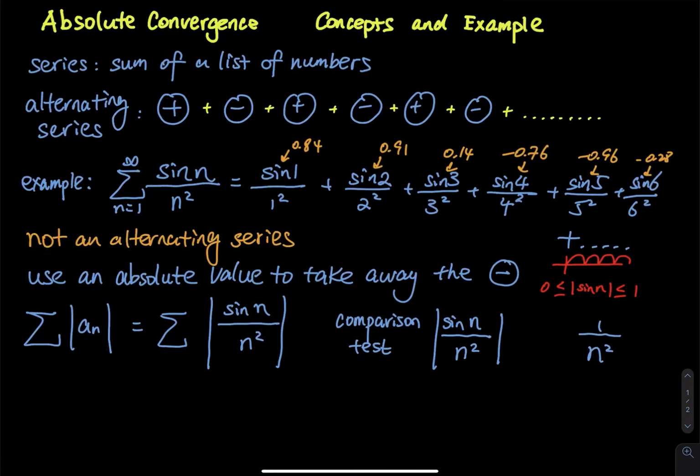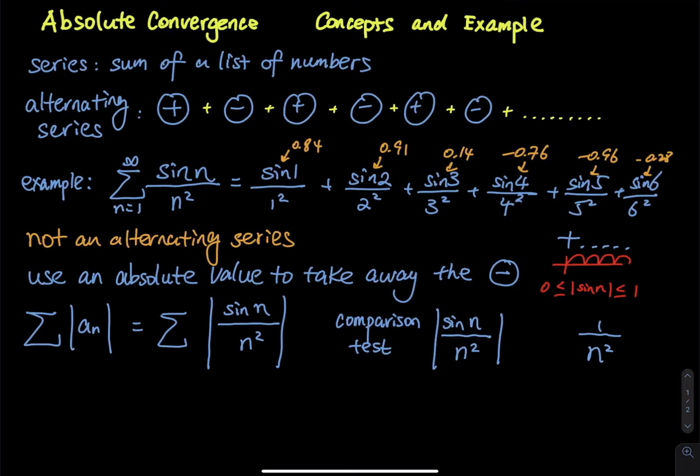When you reach sine of 4, 5, and 6, sine 4, 5, 6, they are negative. For your convenience, I already gave you the approximation in orange. So this is not an alternating series. So how do we take care of this kind of situation?